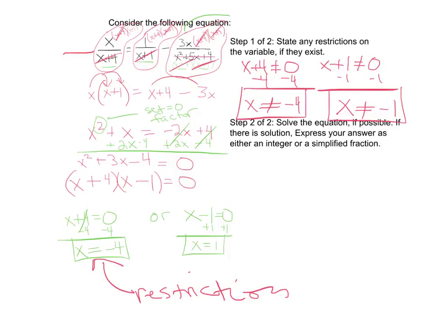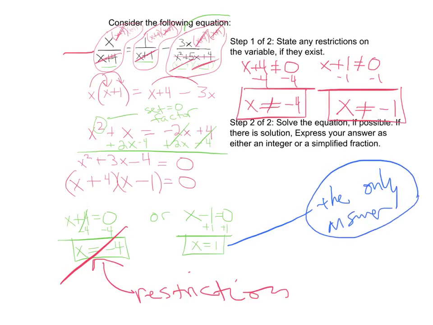So for this restriction, we'll just put a line through that. We're not going to enter that answer in. And this x equals 1 part, that's the only answer we enter. Okay? And that's section 11.4.